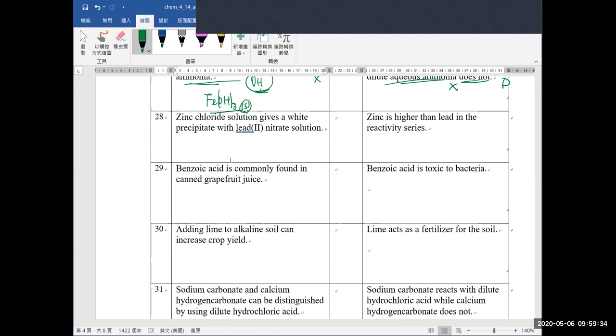Zinc chloride solution gives a what precipitate with lead 2 nitrate. Zinc is higher than lead in the reactivity series. Yu Yipin, are you here? Yeah, you know that the second statement is correct. How about the first statement? Is it factual? How about the first one?